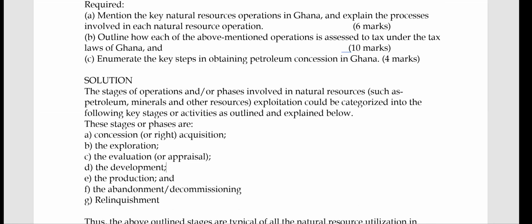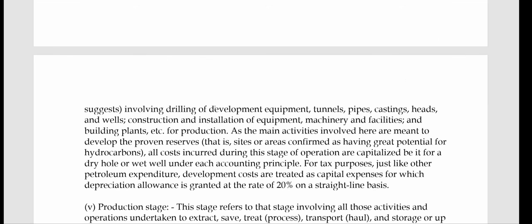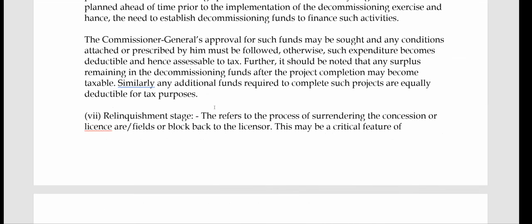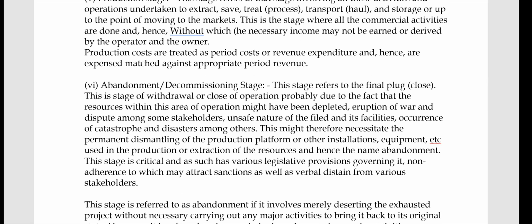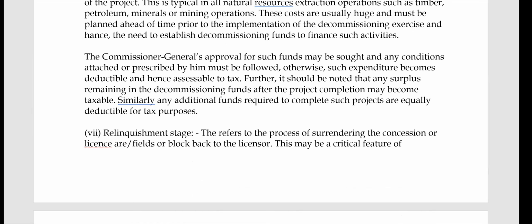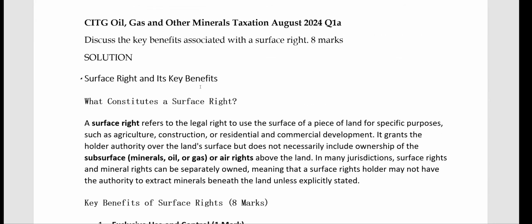Still in the licensing stage, a question came solely from the licensing stage for 4 marks: key steps in obtaining a petroleum concession in Ghana. So let's go and see how we obtain a petroleum concession in Ghana. Where is it? Did I record it? Yeah, we'll get there. I think it's down there when we get to the legal framework. So don't worry.